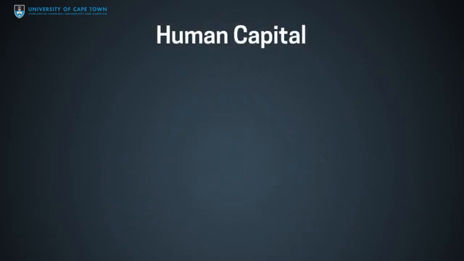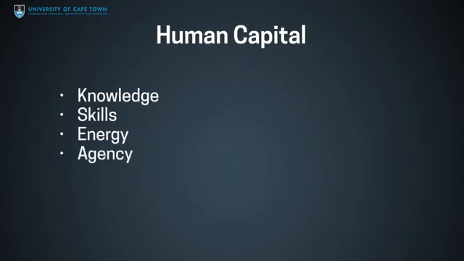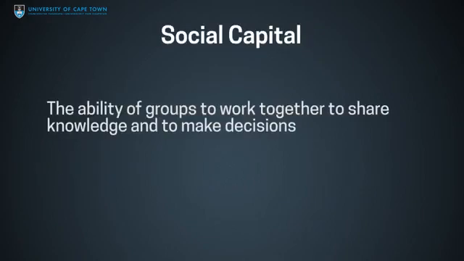The first capital that people talk about is human capital. And this is around the knowledge that people have, the skills that they have, the energy they have, the agency that they have, and even the health that they have to be able to respond to a climate risk and start the adaptation process. The second capital is social capital, and this is, rather than an individual's capabilities, around the ability of groups to work together, to share knowledge and to make decisions, so collectively to move forward with adaptation.